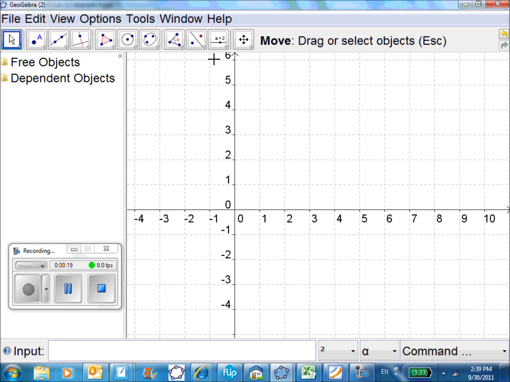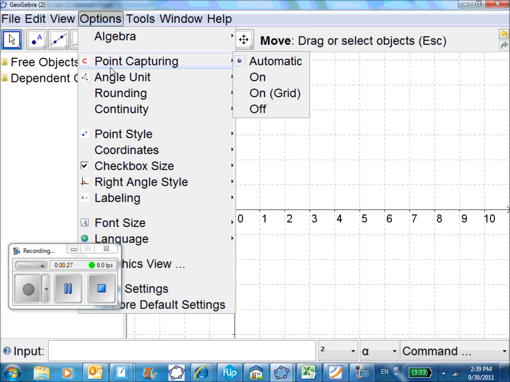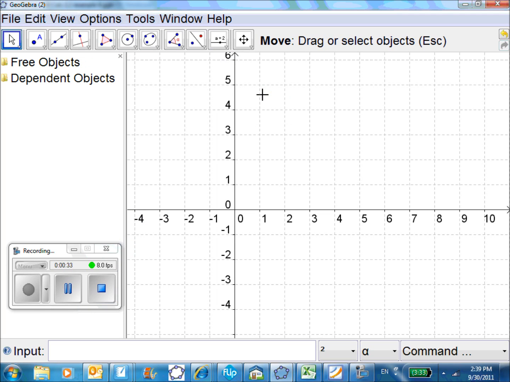It shows you the size points. Okay. Now, lattice points are where the grids intersect here. That's where you want to set up your GeoGebra to keep your algebra easy. The other thing you want to do is under Options, under Point Capturing, you want to go onto the grid because you want whole number points.